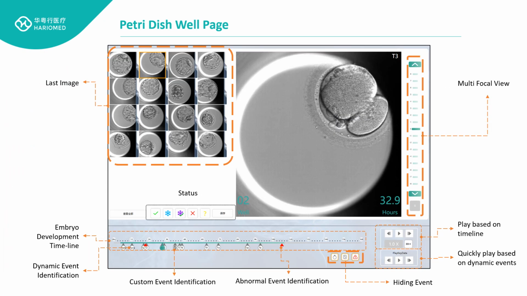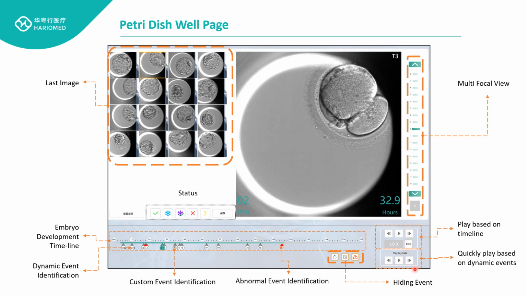We can see the big picture of the selected wells, and here will be the well number. And for this one, we can also see all the embryo pictures for the last image. And then this one is the focal plane as well. And then here will be the timeline. And then all key time points will be shown here. And we can see a red triangle here. This one will be the abnormal event identification automatically.